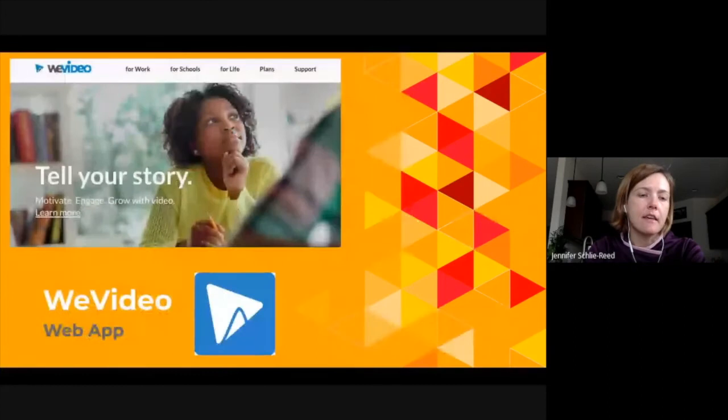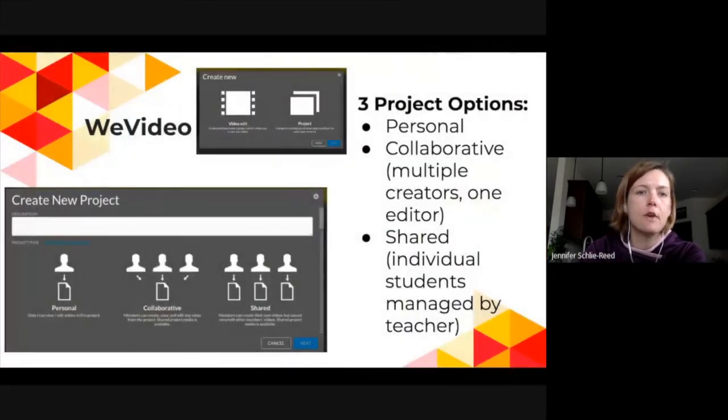And lastly, before we open it up to questions, is WeVideo, which is a web app that we pay for. So this would be for our 7th through 12 students on Chromebooks. Essentially, what iMovie can do for iPads, you have that with WeVideo on Chromebooks. So you have personal videos that you can create. I would encourage you to do personal over collaborative and shared, just because those don't seem to work quite as well. With collaborative, each person can collaborate, but they can't be on the video at the same time, so it gets really confusing.